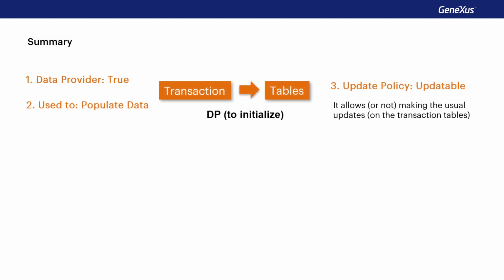Let's review the concepts that we've learned. When the data provider property at a transaction level takes the true value, GeneXus asks us what we're going to use it for. If we indicate that we'll use it to populate the table with data, then the transaction will generate its corresponding associated tables. Through the update policy property, we will allow, or not, the updating of records in the usual way.